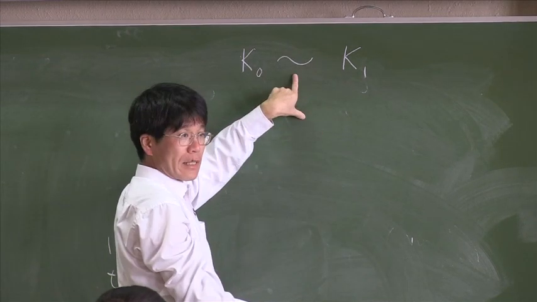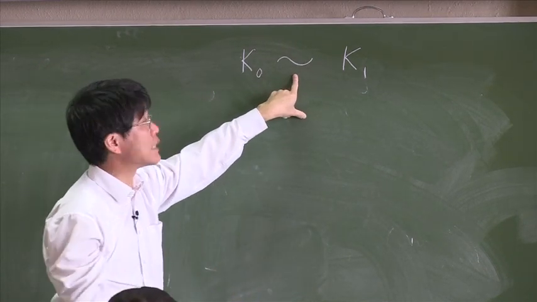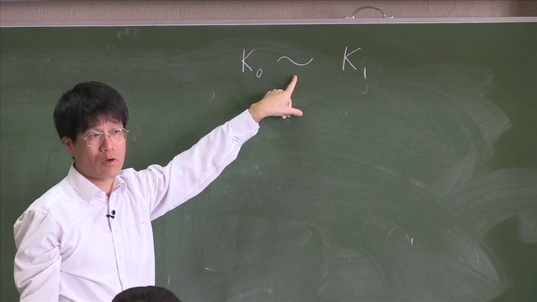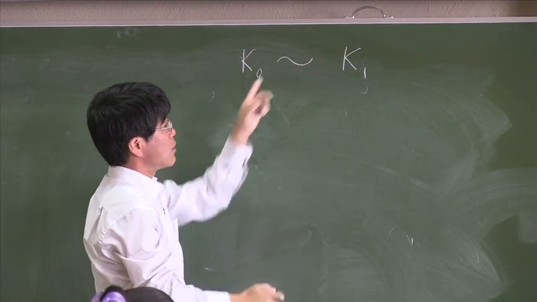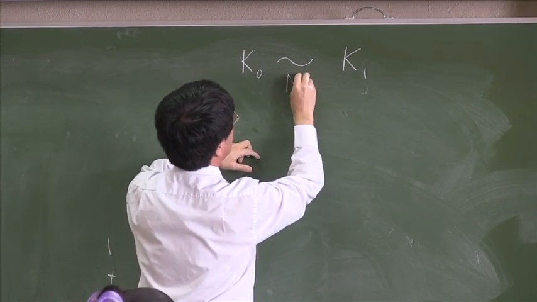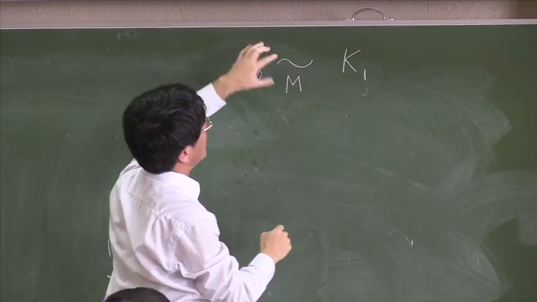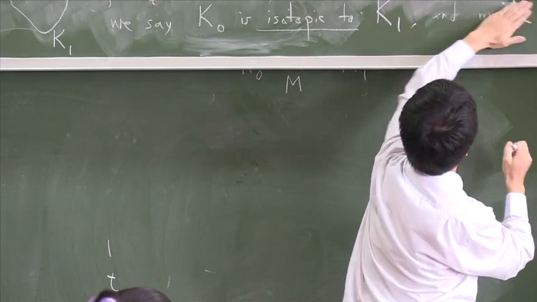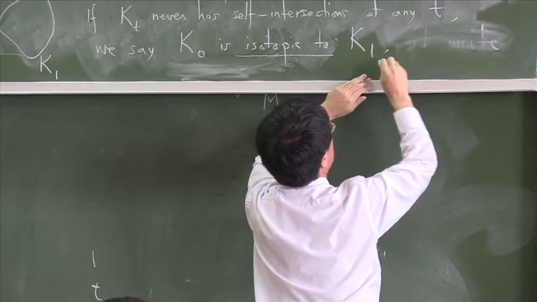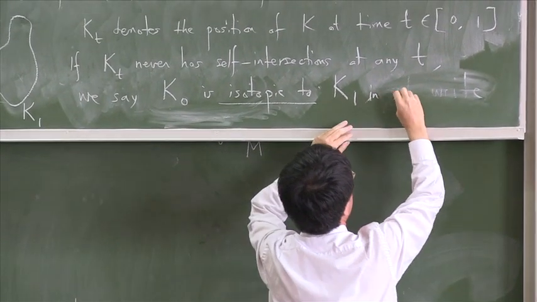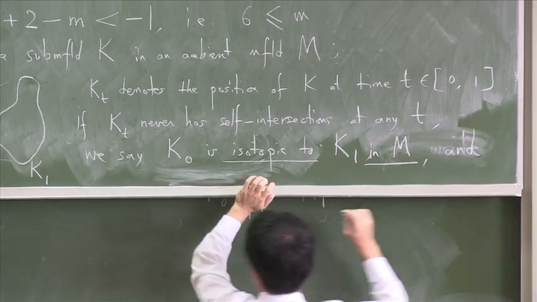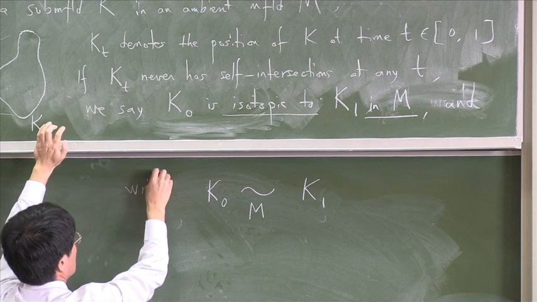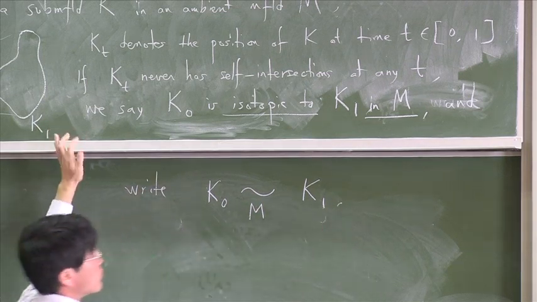We shall write it like this, which is, you can see, weaker than homeomorphism. Homeomorphism has two. Equality is straight, this is weaker, and we shall say that they are isotopic to K inside M. By the way, I have to say something else here. In M. And write this. So that's the notation, okay?